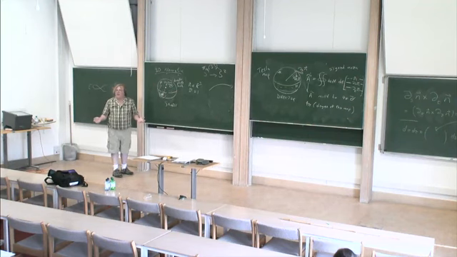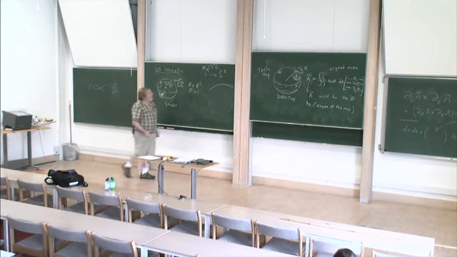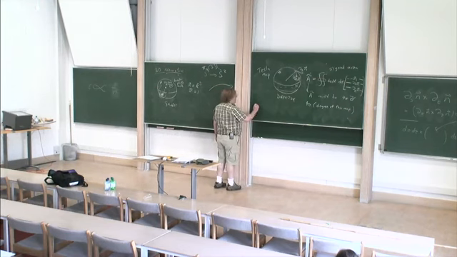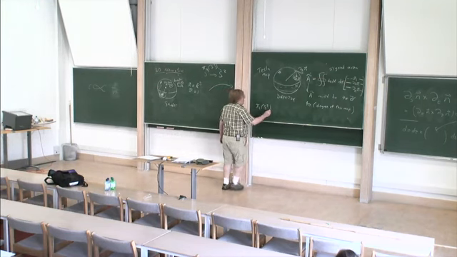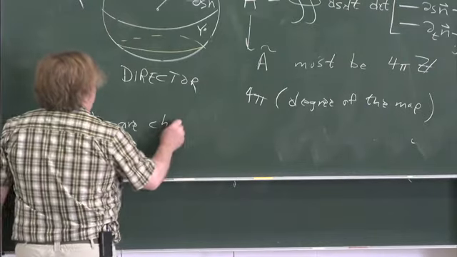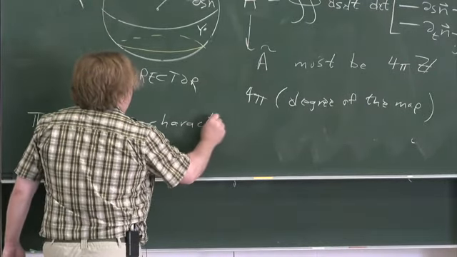So it's a topological invariant. And the maps, which I told you were called pi 2 of S2, are characterized by this degree.